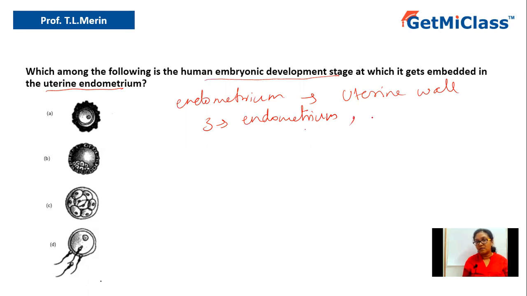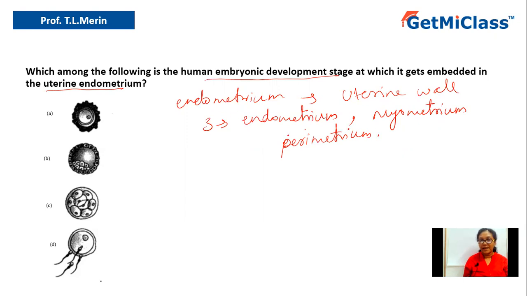Then you have the myometrium, which is involved in parturition. That is the one which undergoes contraction so as to push the baby out. And the third layer is called the perimetrium. These are the three layers which are present in the uterine wall.